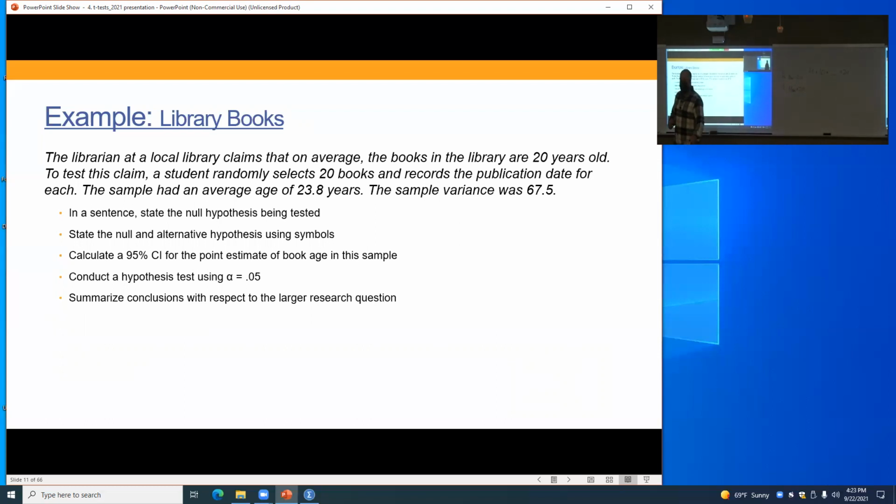What I want in your statement of the null hypothesis is for you to let me know that you understand what we're actually testing or trying to infer, and that we're talking about population values and not whatever's going on in my sample. Because if I'm just talking about my sample, is that number 20? No. The sample mean is not 20 because it's 23.8. That simplifies things a great deal, but that's not what we're doing. We're trying to infer something about the population of books and their mean age. So we're going to do some calculations here.